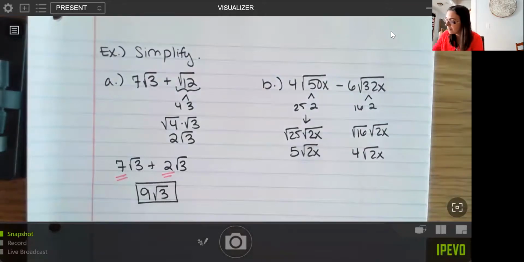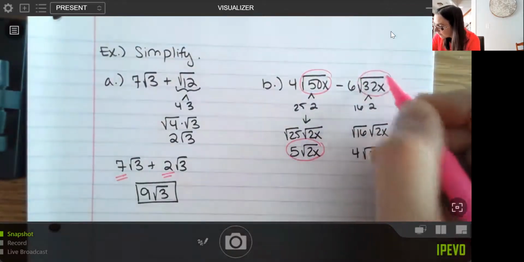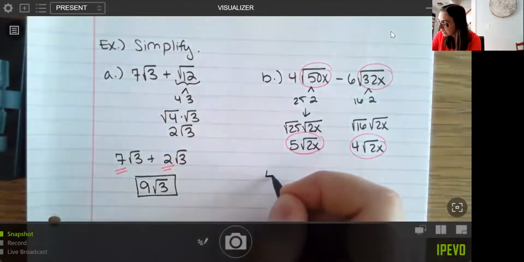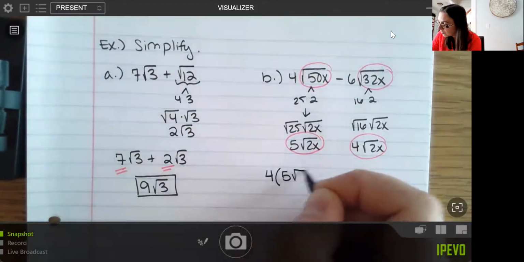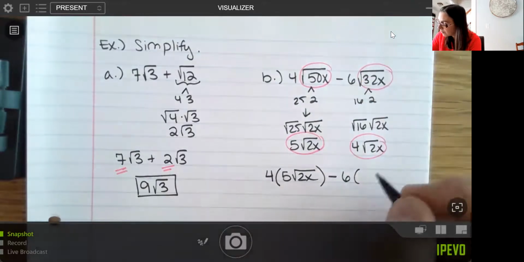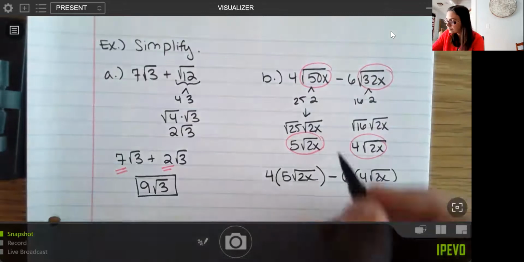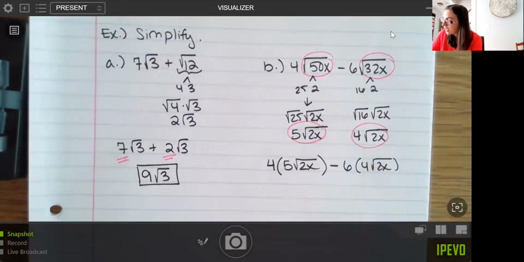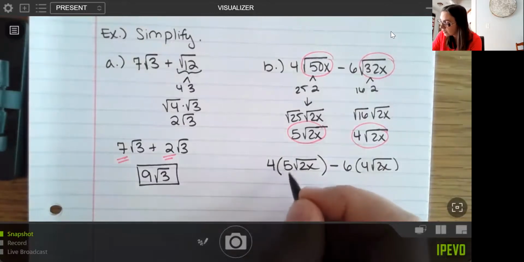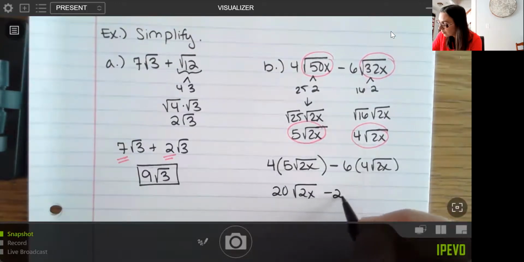Now remember that this was just this part here. Right? So let me rewrite the problem. I had a 4 on the outside, and I'm multiplying that by 5 root 2x, minus a 6 on the outside, and this part now became 4 root 2x. Let me make my root a little bit longer there. Now you multiply your outside numbers. 4 times 5 is 20. And 6 times 4 is 24.